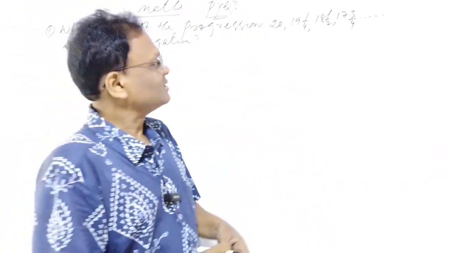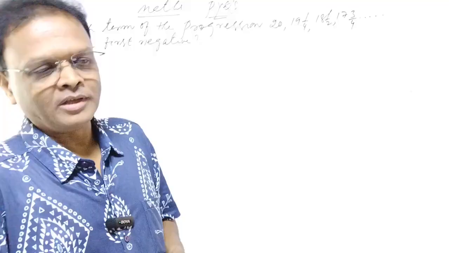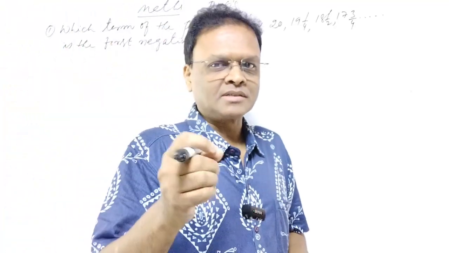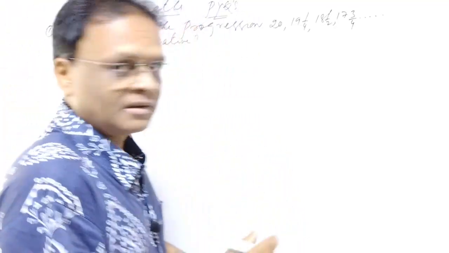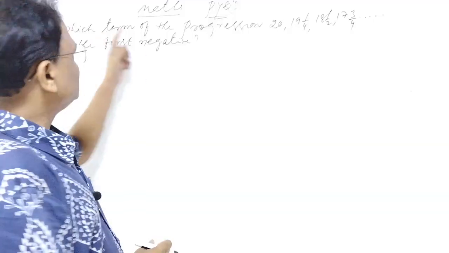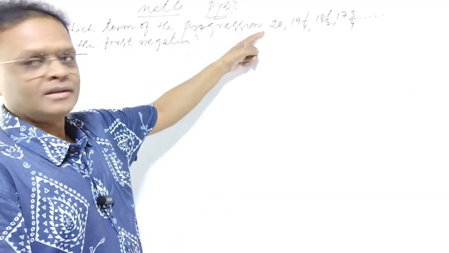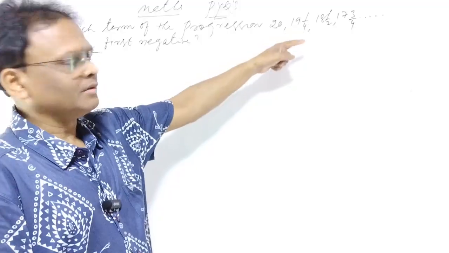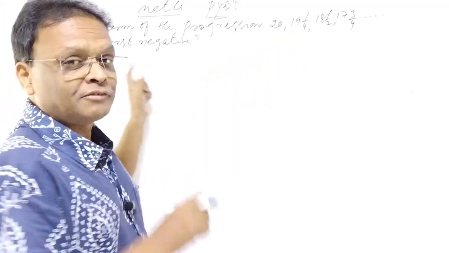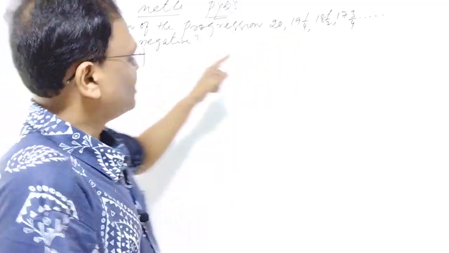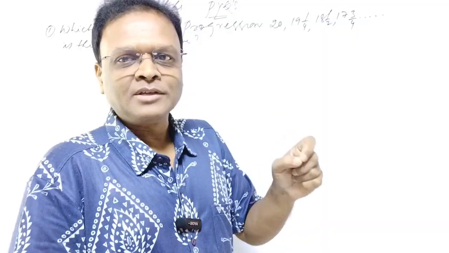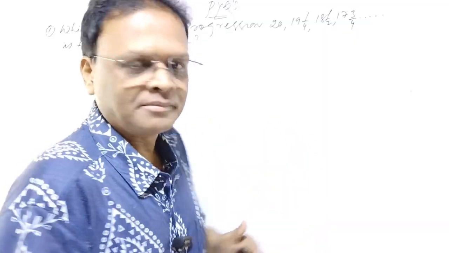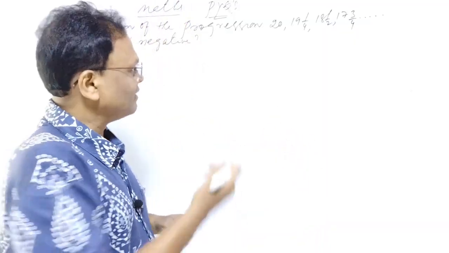Today we are going to discuss most important POIQ, previous year's questions, which is highly important for your examination. Now let's say this is the question. Which term of the progression 20, 19 1/4, 18 1/2, 17 3/4 is the first negative? If you go on writing this, which term are you going to get as the first negative? Now let me write the AP.